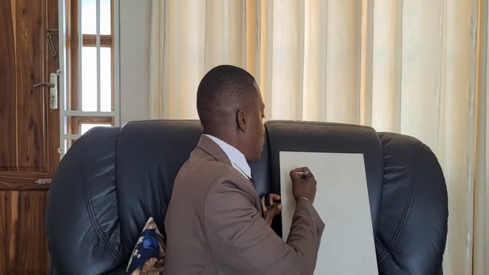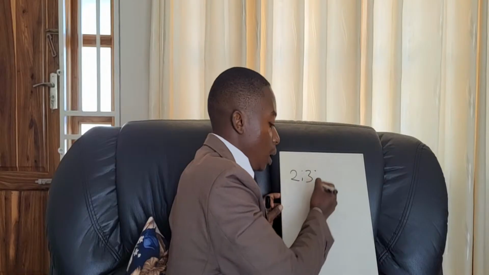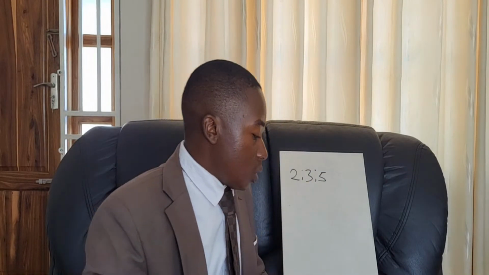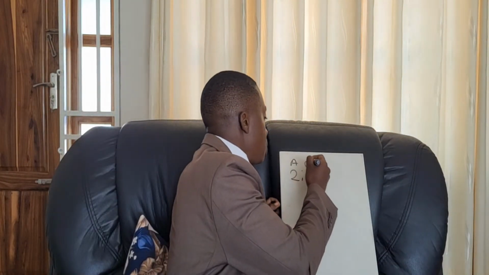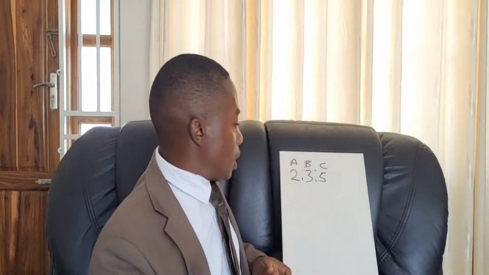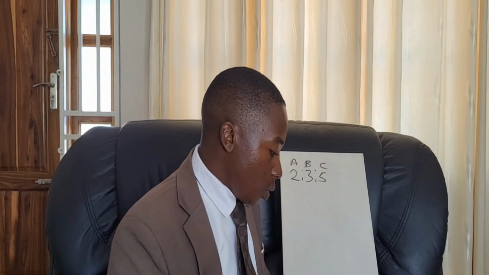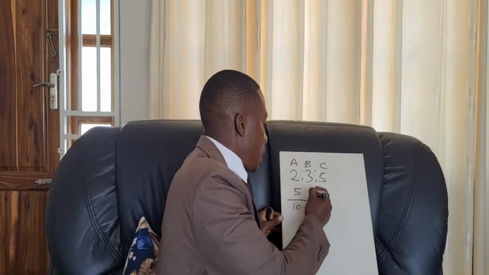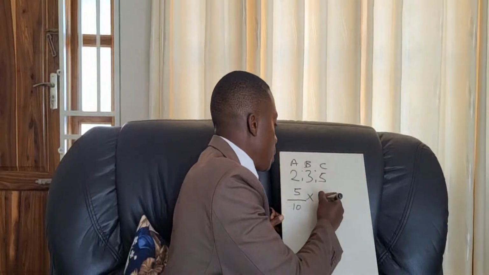So the ratio could be just 2 is to 3 is to 5, since they contributed $20, $30, and $50. Then, if the three learners shared the sweets in the ratio of the money they contributed, calculate the number of sweets C got. So this is A, this is B, this is C. We now want to calculate the number of sweets C got. The number of sweets C got is 5 over 10 times 150 sweets.